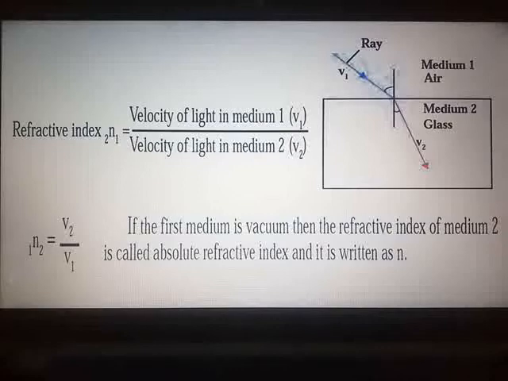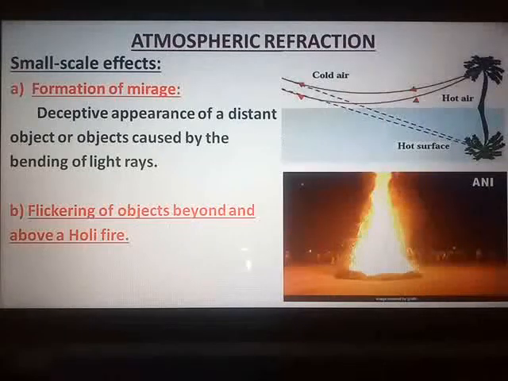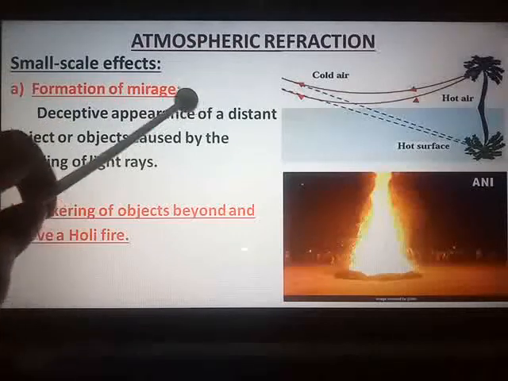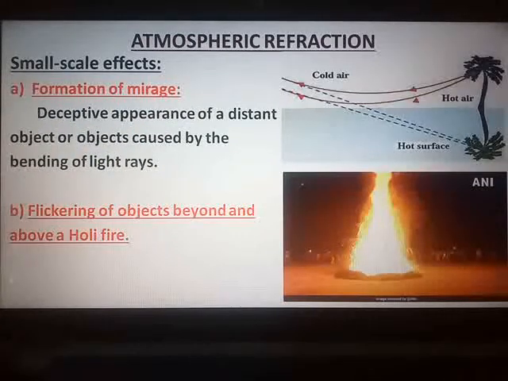Then we have studied about the atmospheric refraction and its effects. The first small scale effect was the formation of mirage. I had told you what is mirage. It is the deceptive appearance of a distant object or objects caused by the bending of light rays. So here this effect is seen especially in the summer season, where the air near the hot road or the desert surface, and in the second case flickering of objects beyond and above a holy fire. So the air near the holy flames is hot and hence it is rarer than the air above it. So what happens in this case?